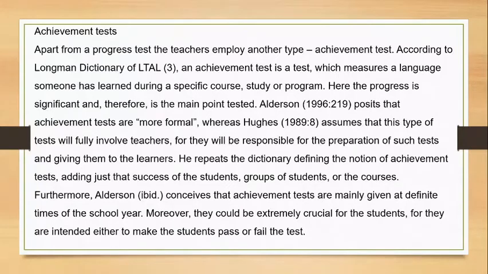Anderson points out that achievement tests are more formal, whereas Hughes assumes that this type of test will fully involve teachers, for they will be responsible for the preparation of such tests and giving them to the learners. He repeats the dictionary definition of achievement tests, adding just the success of students, groups of students, or the courses. Achievement tests are usually the final term tests in our universities, schools and colleges.